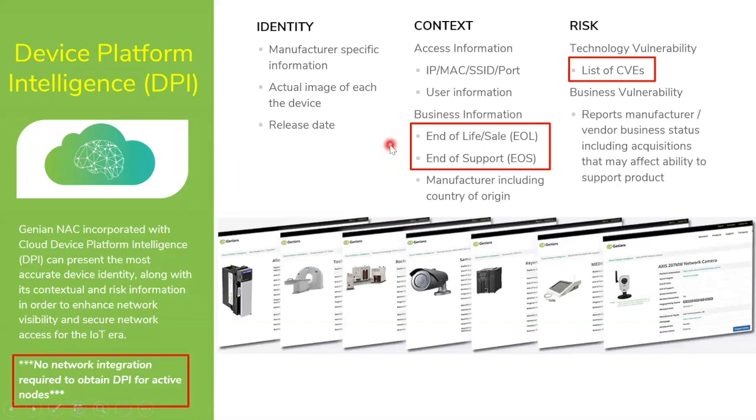We're going to be focusing a lot today on the end of sale, end of support capabilities of DPI, as well as the ability to link specific platforms to vulnerabilities. So this information is one of the things that distinguishes DPI and makes it a next-gen device fingerprinting platform and differentiates it from legacy device fingerprinting. Also, one of the common themes we'll be talking about today is that there is no complex network integrations required to obtain DPI for active nodes on the network. And we'll explain a little bit more about how that's possible.